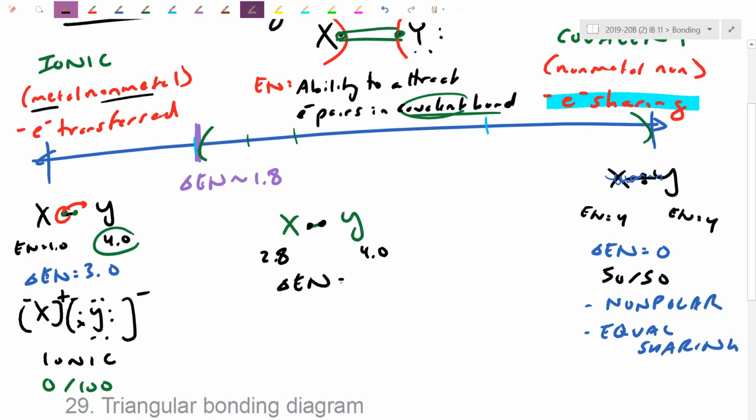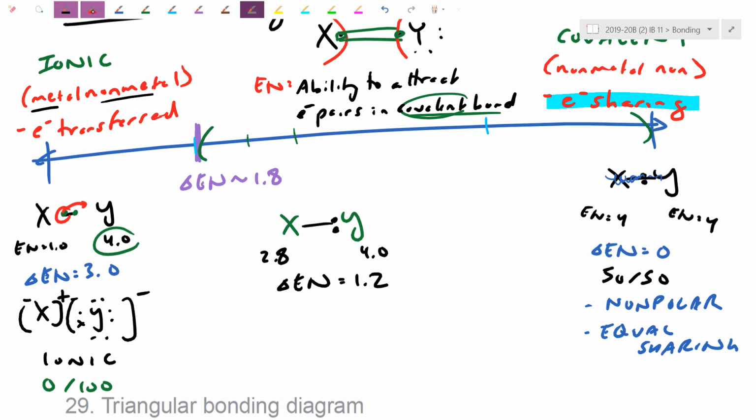So I go big number minus small number. This time the difference is 1.2, and it's in favor of the Y side. It's not big enough to be 1.8, so it's not big enough for the electron to completely go to the Y side, but these two electrons here, they do spend more time with the Y. We say electrons swish and swash. They swash more to the Y side, or better yet, you can even say the electrons are closer to the Y, although the X hasn't completely lost the electrons yet. So there's a slight imbalance.